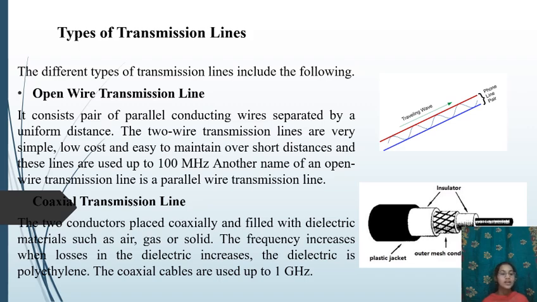Coaxial transmission line. The two conductors are placed coaxially and filled with dielectric materials such as air, gas, or solid. The losses increase as the frequency increases. The dielectric is polyethylene. The coaxial cables are used up to 1 GHz.